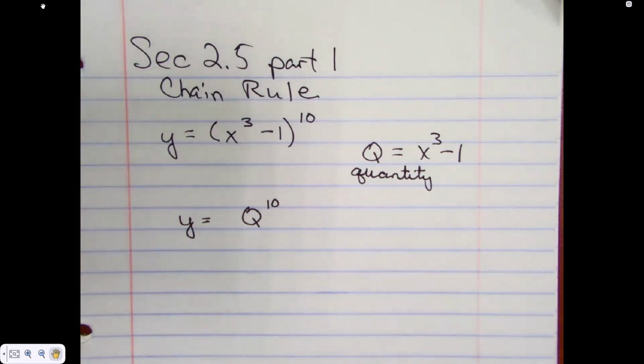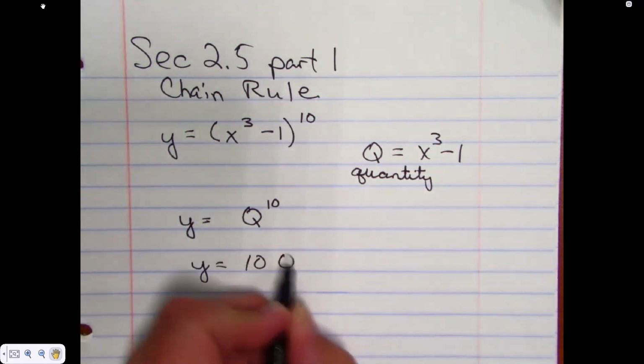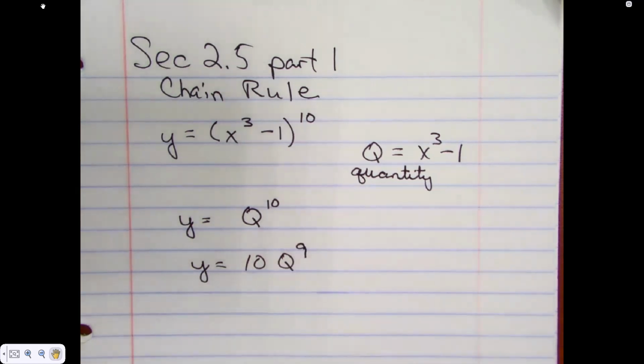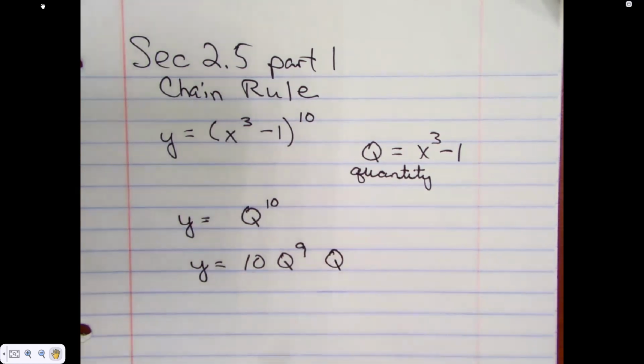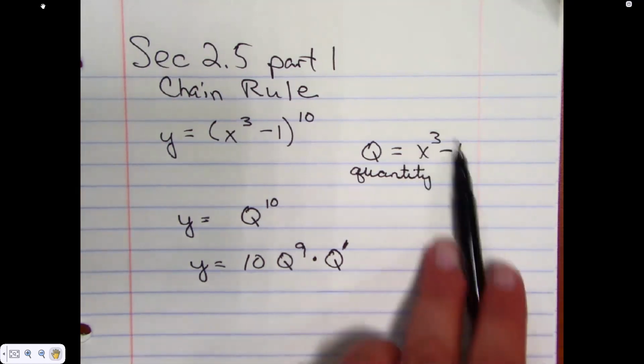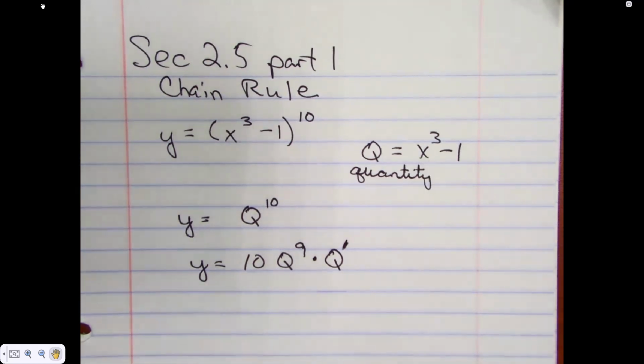Well, now, can I take the derivative of that? Better say yes. All right, how do we do that? Roll it down, subtract 1, right? So now we do 10 Q to the 9th. But the new part is, after that, you have to take the derivative of Q. And it's always multiplication times the derivative of Q. So what is the derivative of Q? 3x squared, right? And the 1 then goes away.